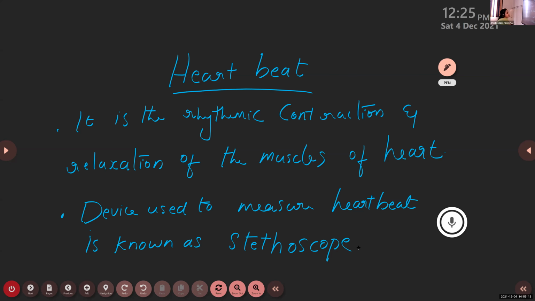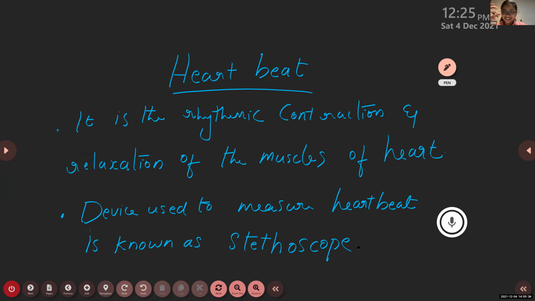The rhythmic contraction and relaxation of the muscles of the heart is known as heartbeat. So the number of beats per 1 minute is known as heartbeat. And the device which is mainly used to measure heartbeat is known as stethoscope. Have you ever seen this stethoscope? Yes, ma'am. It is mainly used by doctors, right? So what are the different parts of the stethoscope?